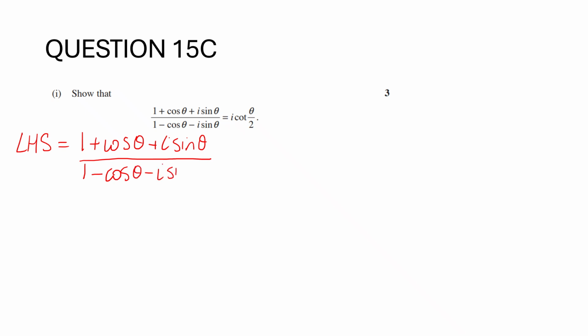15c, part 1, show that 1 plus cos theta plus i sine theta over 1 minus cos theta minus i sine theta is equal to i cot theta on 2. So starting with the left-hand side, we're going to multiply top and bottom by 1 minus cos theta plus i sine theta, and that will realise the denominator.